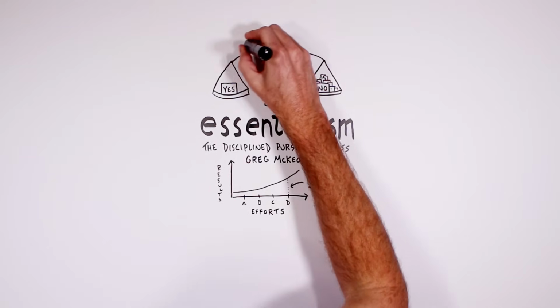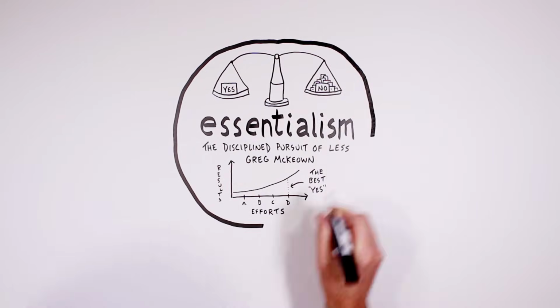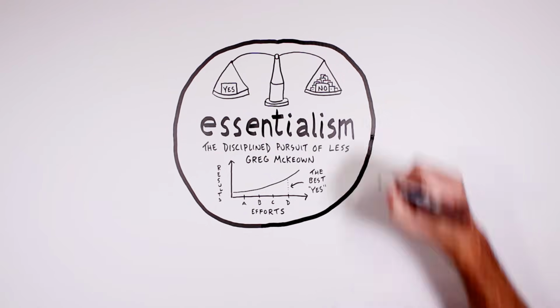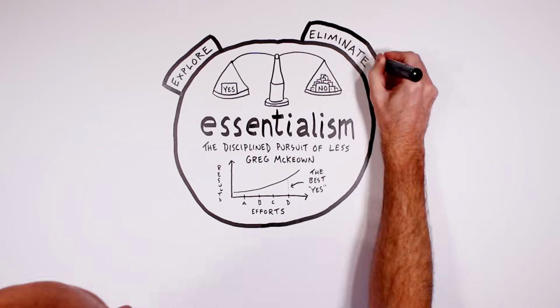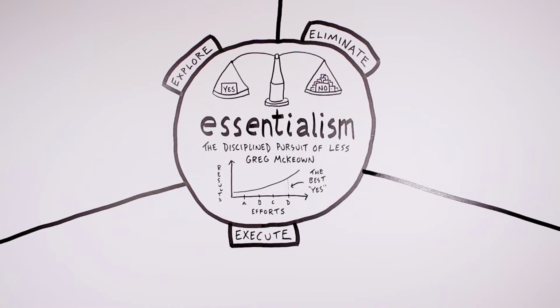With those core ideas and core questions in mind, we jump into the three sections of this book: explore, eliminate, and execute. Each chapter of this book has a single word title, and that word is always a verb. I appreciate that about this book, the simplicity and the action-oriented nature of it.